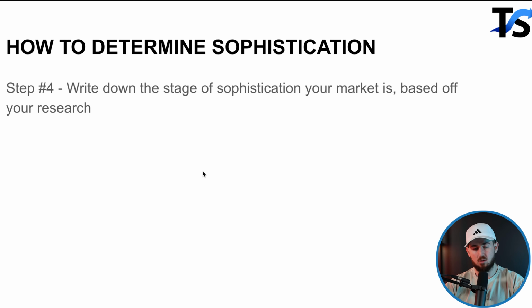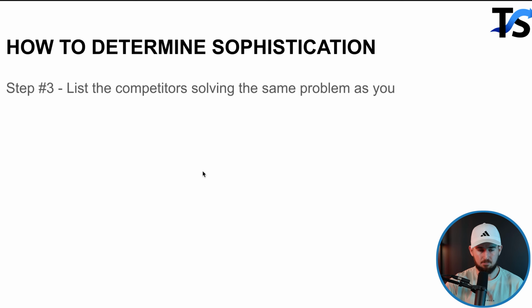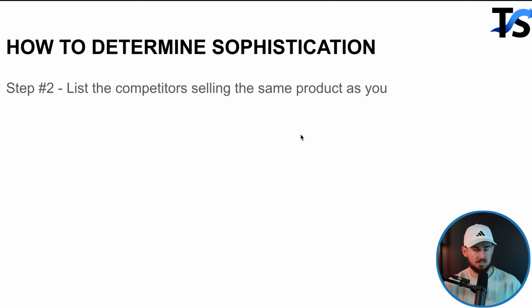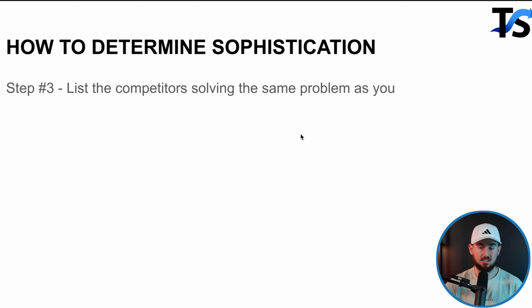Now, what I want to do is write down the stage of market sophistication your market is at. Let me give you an example really quick. If you have only one person selling the same product as you, and no one solving the same problem or the same desire as you, then likelihood is you're in a stage 1 or stage 2 market, and you can go to stage 2.